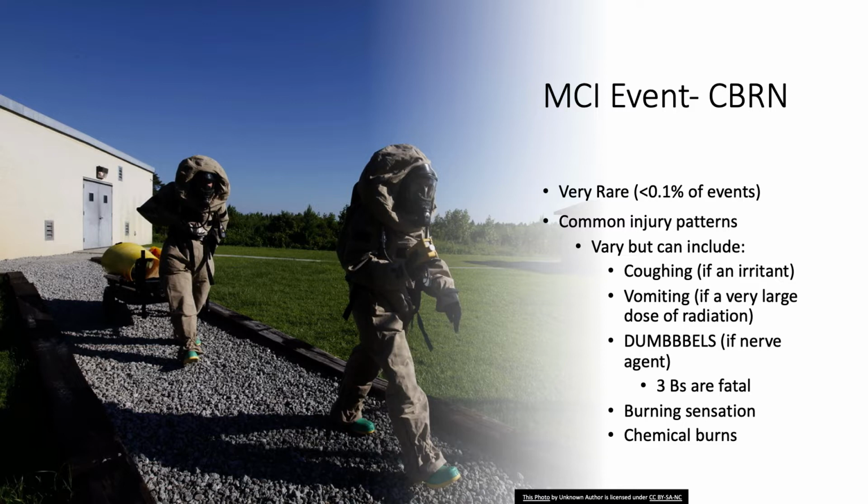The big one that we could possibly see would be the nerve agent-related events, which are the DUMBBELS. And it used to be SLUDGE. Now it's diarrhea, urination, miosis, bronchorrhea, bradypnea, bradycardia, emesis, lacrimation, and salivation. And of those, we say that the three Bs are the fatal ones: the bronchorrhea, bradypnea, bradycardia. So the slow heart rate, the slower respiratory rate, and the overwhelming amount of secretions within the lung cavities themselves. And we'll discuss treatment for these further on along in this lecture.